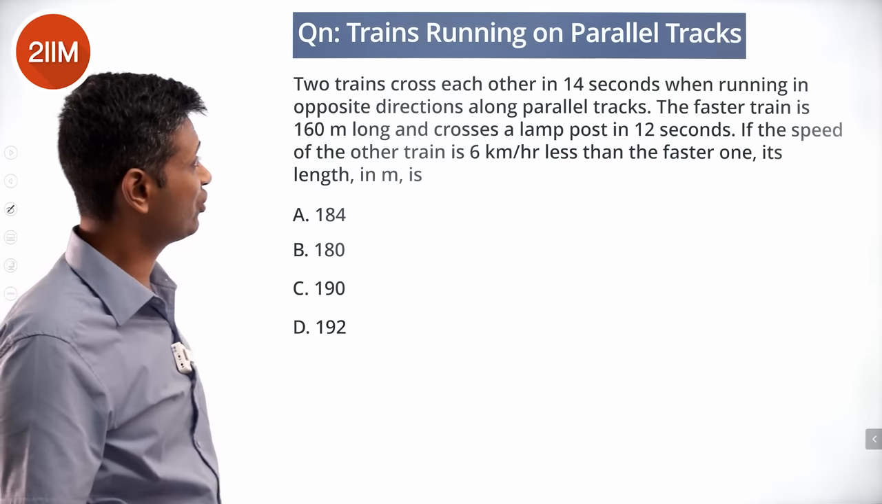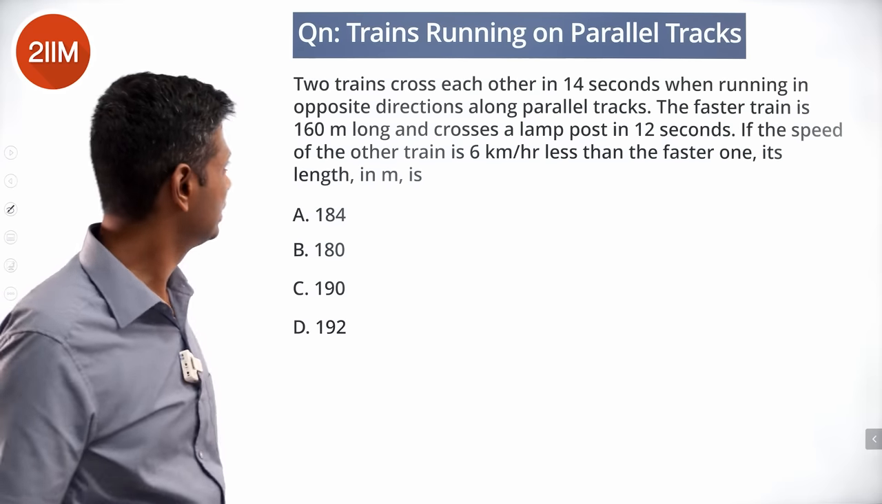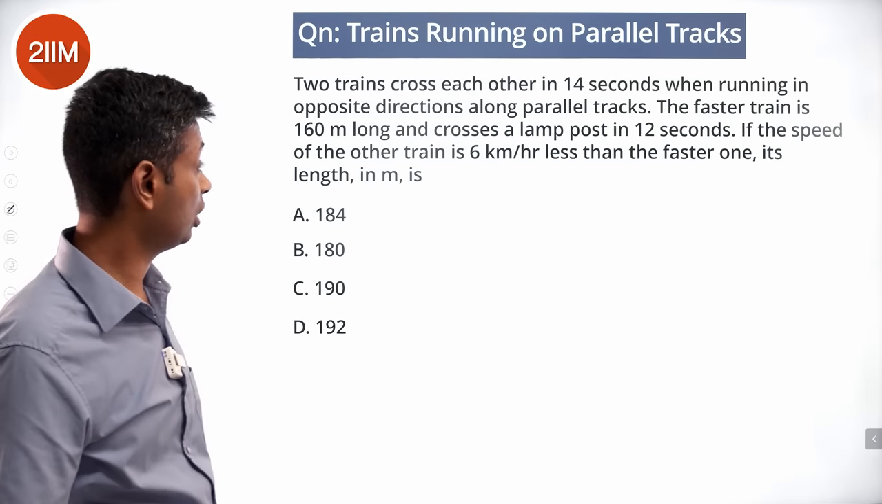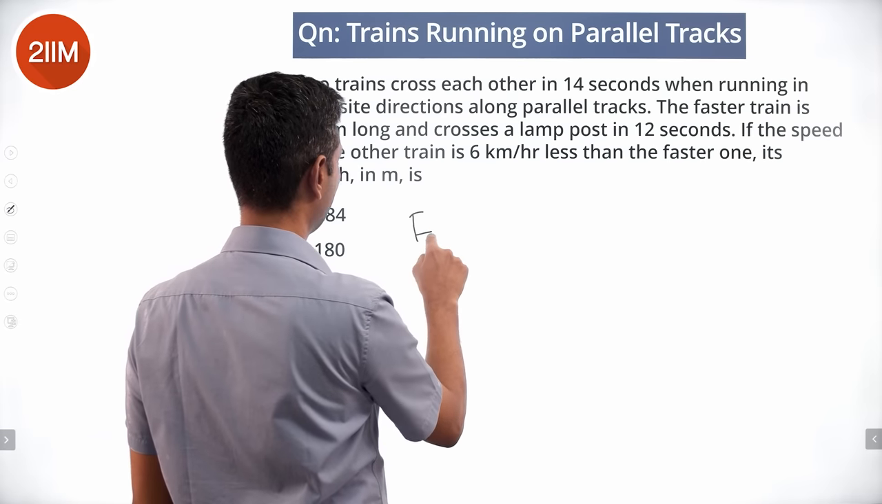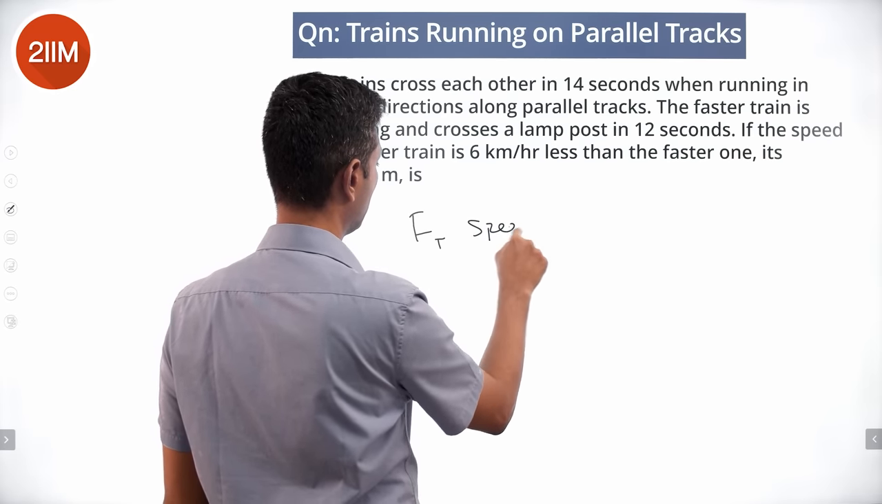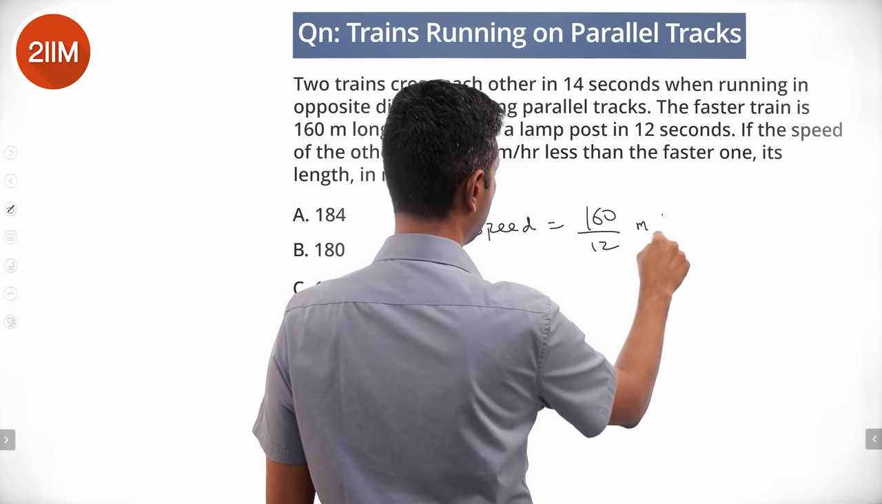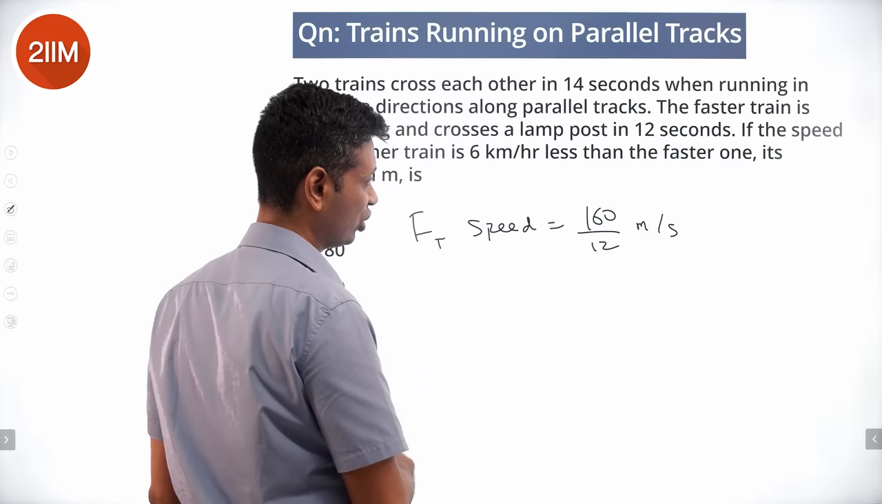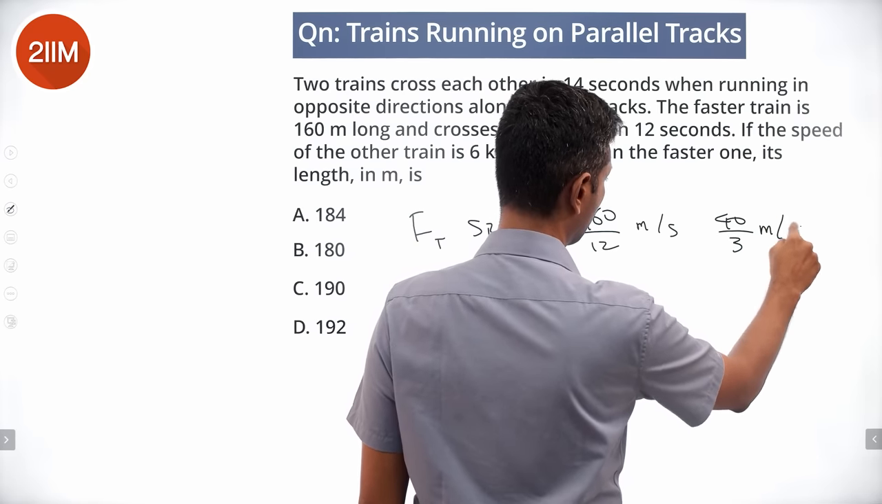Two trains cross each other in 14 seconds when running in opposite directions on parallel tracks. The faster train is 160 meters long and crosses a lamppost in 12 seconds. What is the faster train's speed? It's 160 by 12 meters per second, 80 by 6, or 40 by 3 meters per second.